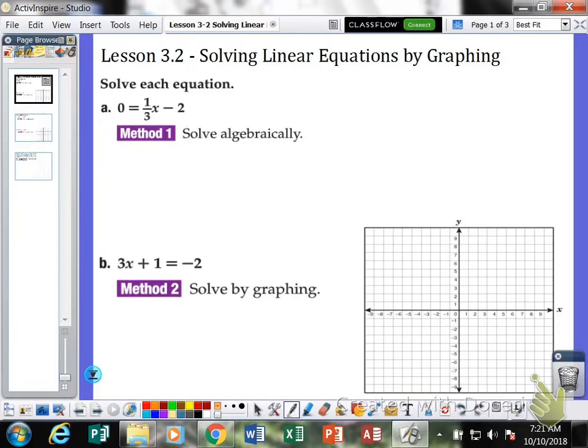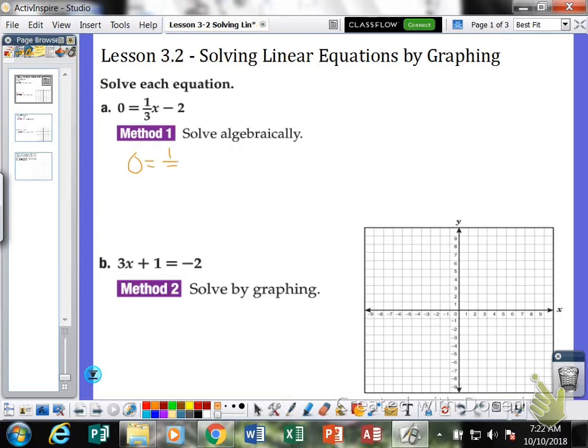Lesson 3.2 is solving linear equations by graphing. So here's where we're going to start introducing some more graphing. But first, can we solve this, 0 equals 1/3 x minus 2, algebraically?